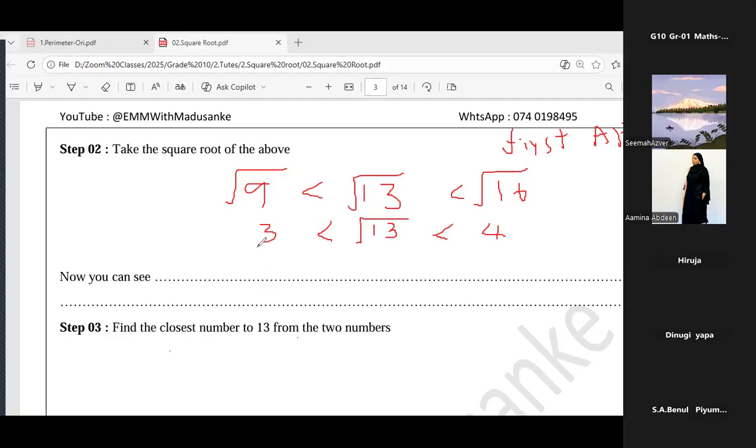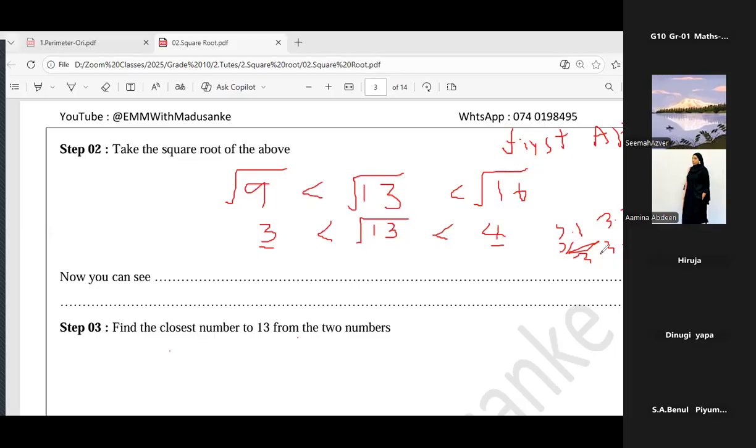Because 3 is a perfect number, and 4 is also a perfect whole number. In between 3 and 4, you have the square root of 13. That might be 3.1, 3.2. So these are the numbers in between 3 and 4. 3.3, and so on, 3.5, 3.6, 3.7. So the first approximation could be 3.1, 3.2, 3.3, up to 3.9, 3.8.